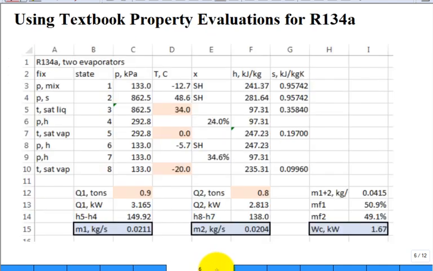So these are using the textbook properties. I think I showed you the code, and here are the values for the textbook. They're slightly different. These are the ones we just talked through. All right.